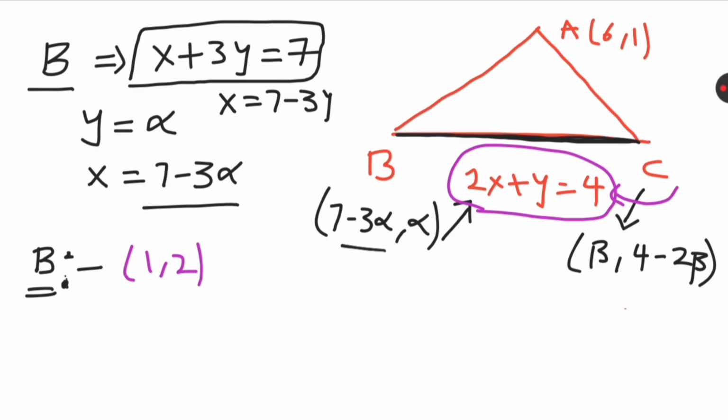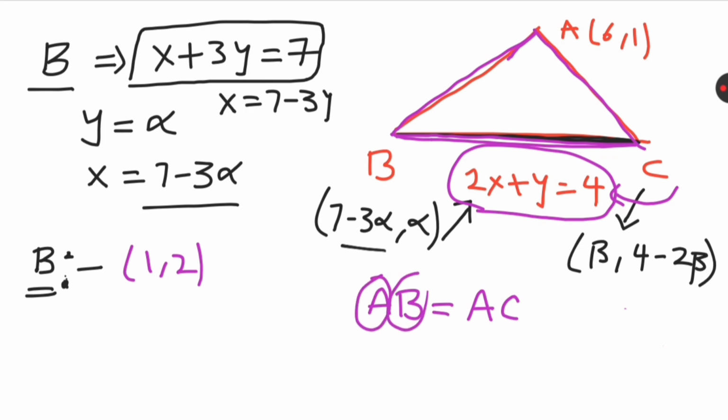What they said: ABC is an isosceles triangle. So in an isosceles triangle, two sides are equal. Already they gave BC as a base. So if BC is the base, that means these two lines are equal, that means AB and AC are equal. These two sides are equal. Here we know the A point, we know the B point. Using this, we can find the C point, isn't it? Here you have to use the distance formula.